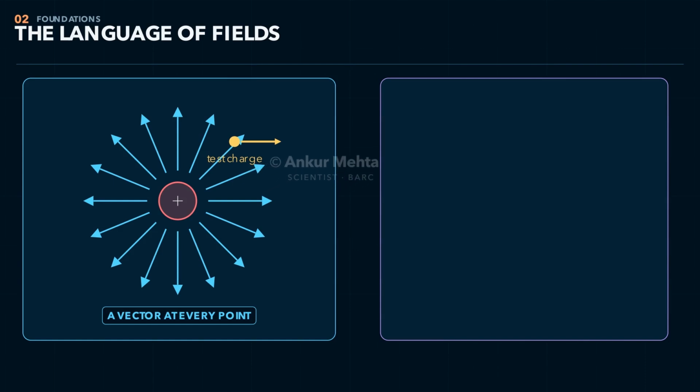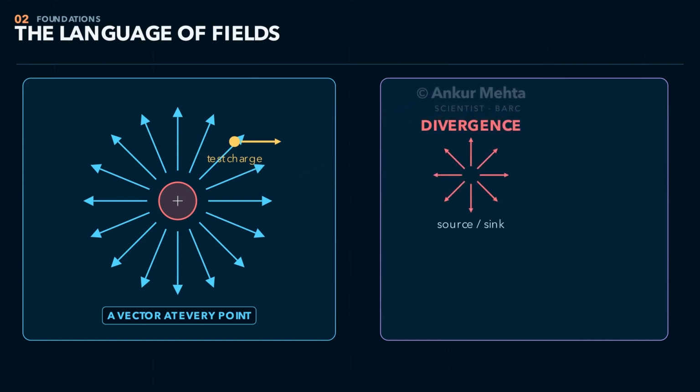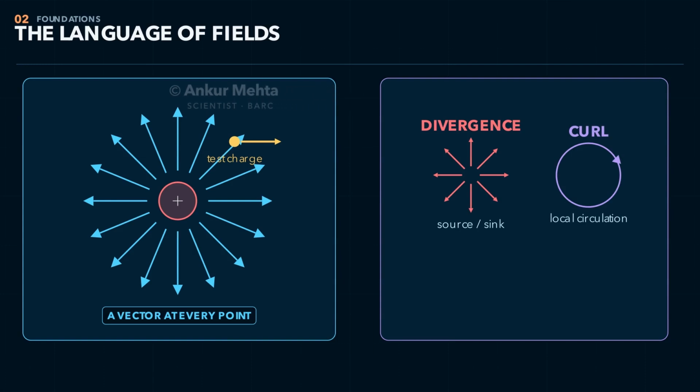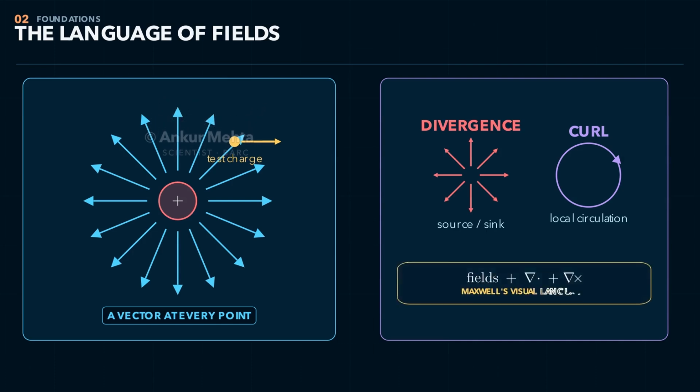Two local patterns matter. Divergence asks whether arrows spread outward from a point or converge inward. It detects sources and sinks. Curl asks whether the arrows tend to circulate around a point. Maxwell's equations combine these two patterns with charge, current, and time. So instead of treating the symbols as decoration, imagine tiny probes measuring what the field is doing everywhere.